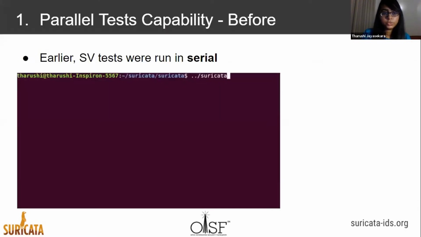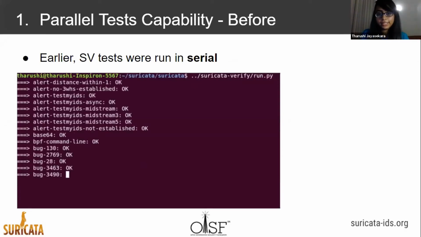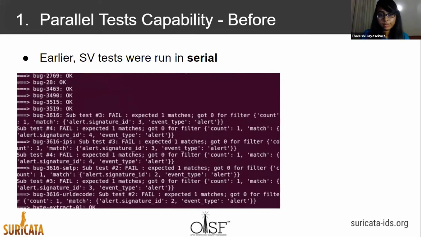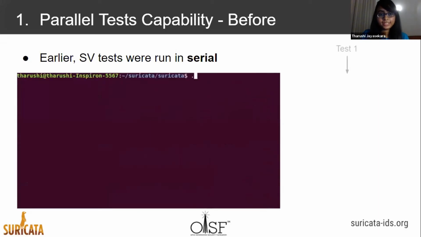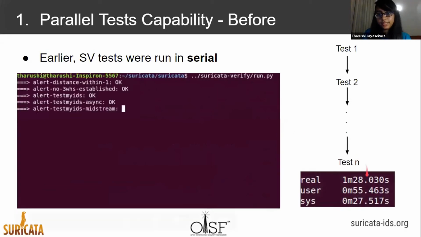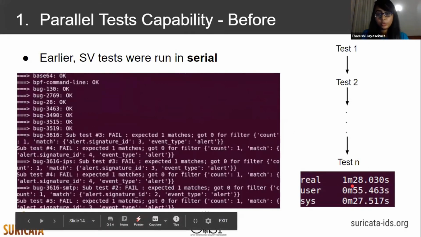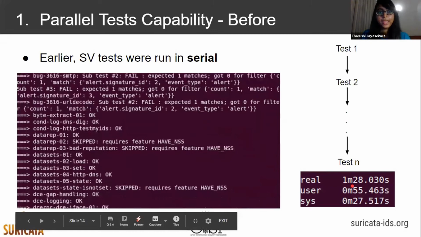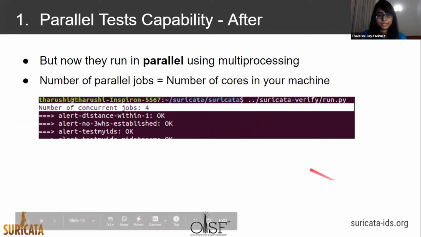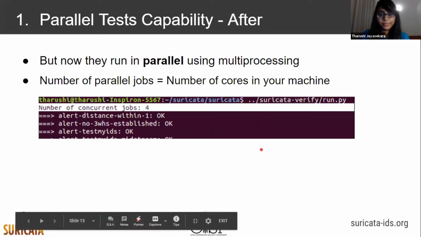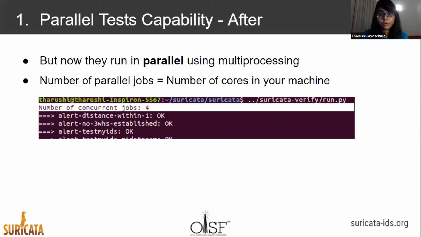Moving on to the first issue, the parallel tests capability. Earlier, these tests in Suricata were run in serial, that is one after the other. If you look right here, the total elapsed time is 128. But now, using multiprocessing, they run in parallel. By default, it uses the number of cores in your machine as the number of parallel jobs.